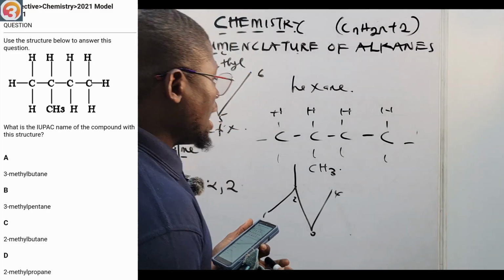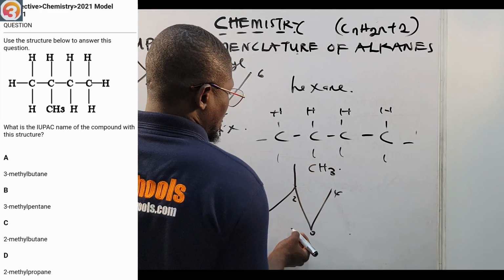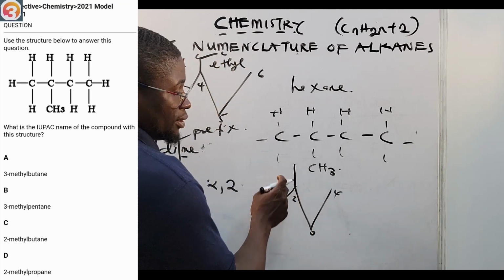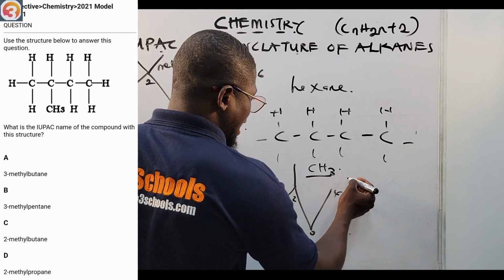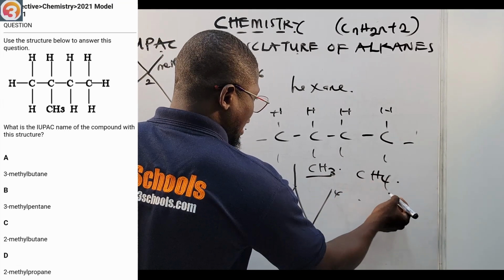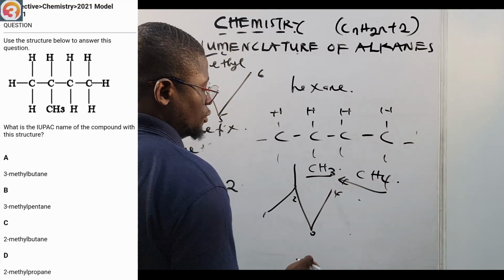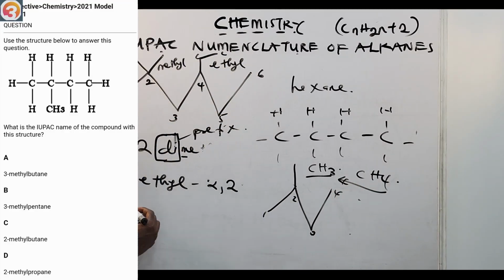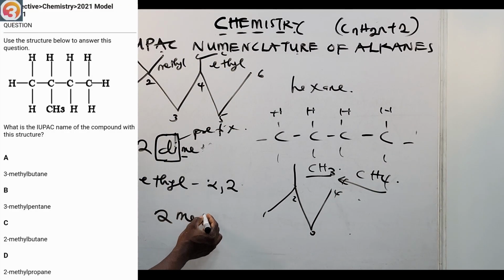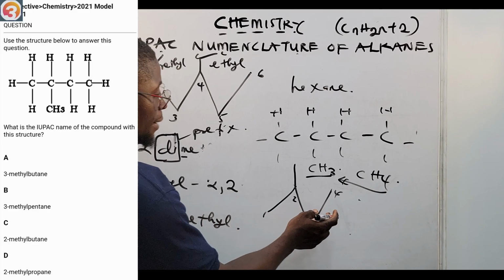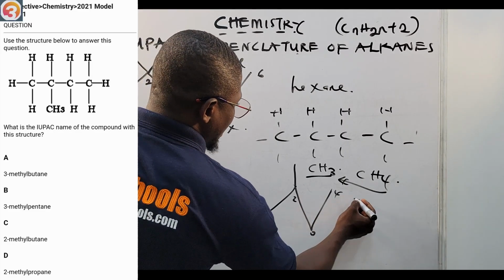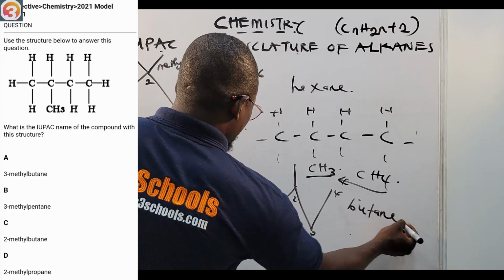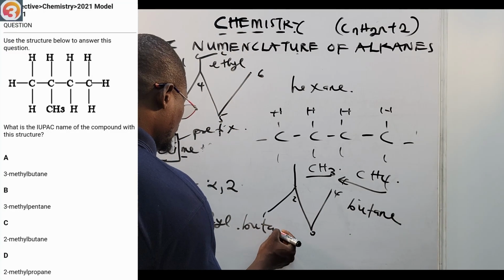But right now, how do you name this compound? The methyl group is on the second carbon. Remember, this is methyl from CH4 when it has lost one hydrogen atom. So this will be 2 methyl. How many carbon atoms are in the parent chain? 4. That is butane. So that's 2 methyl butane.